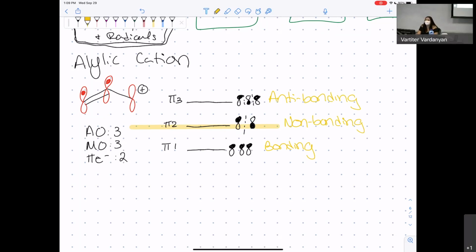Does anyone want me to repeat anything? Yes, exactly. So the question was, is there only non-bonding orbitals when it's an odd number? Yes, exactly. So the only reason it's non-bonding is because, again, the number of bonding and anti-bonding have to match up. So whatever's left over in the middle, that's going to be non-bonding.